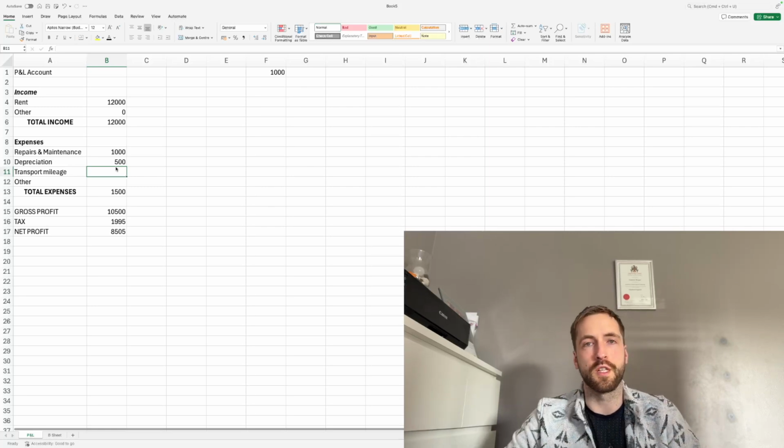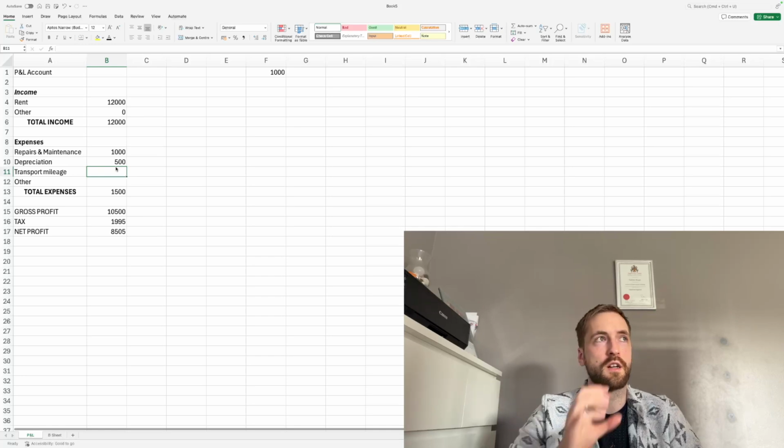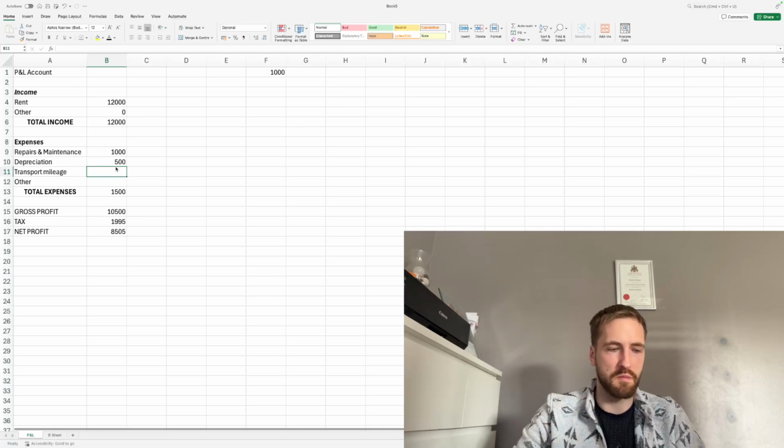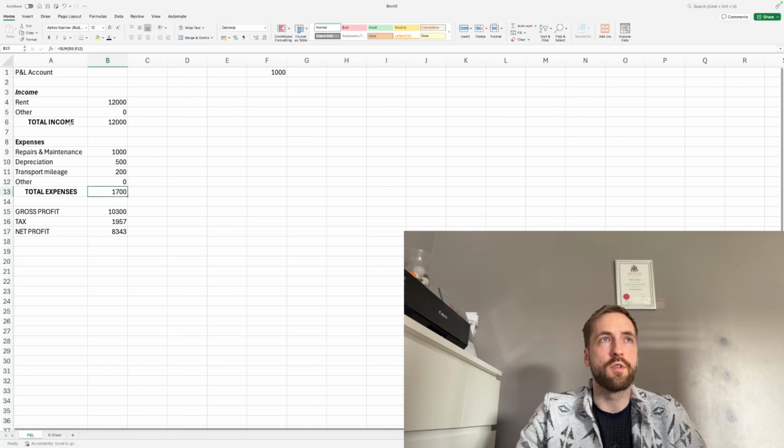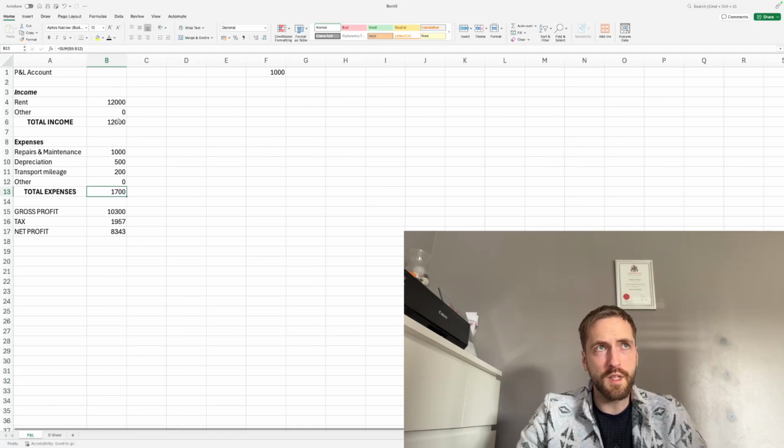So what was the transport over the course of the year? Have a look at the guidance, but I don't know, it could be 200 quid you've spent. And then other, say 0. So now you've got rent of 12 grand coming in, expenses, you had some repairs, maintenance, all of that sort of stuff, depreciation.